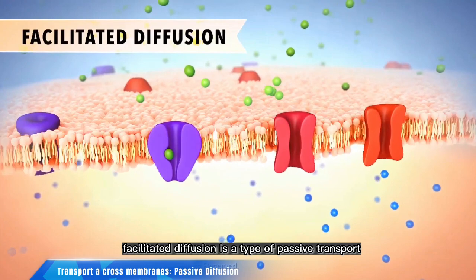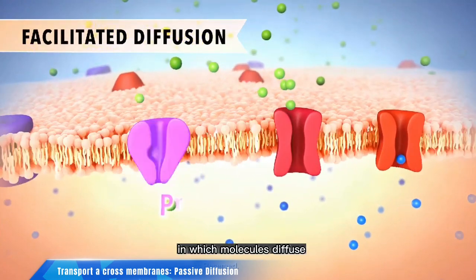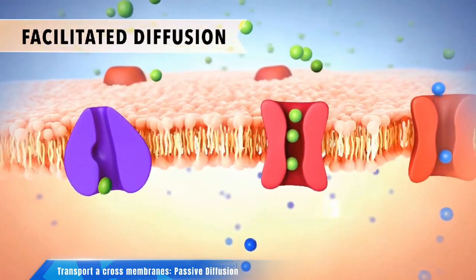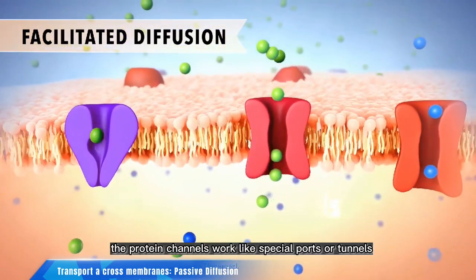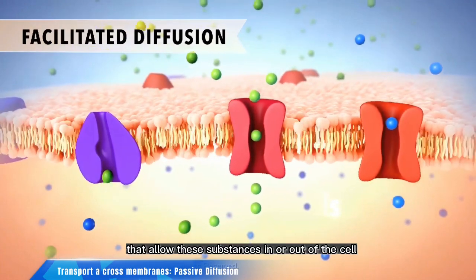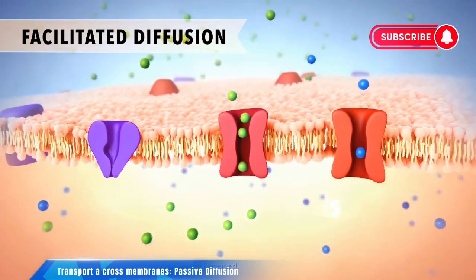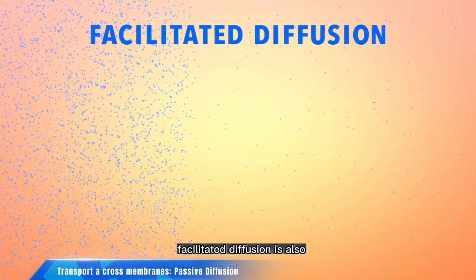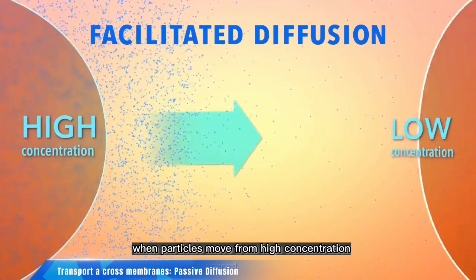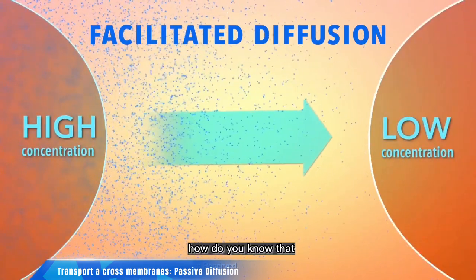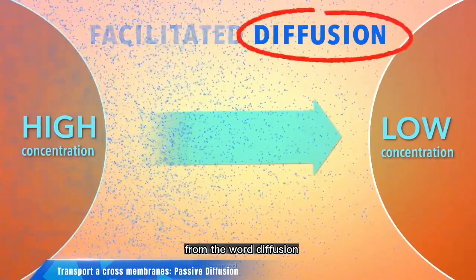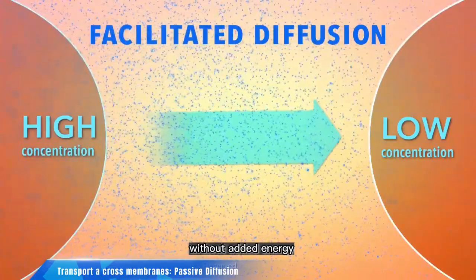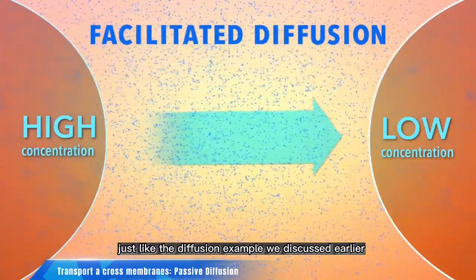Facilitated diffusion is a type of passive transport in which molecules diffuse through specialized protein channels in the cell membrane. The protein channels work like special ports or tunnels that allow these substances in or out of the cell. Facilitated diffusion is also when particles move from high concentration to low concentration. How do you know that? From the word diffusion. Facilitated diffusion works naturally, without added energy, just like the diffusion example we discussed earlier.